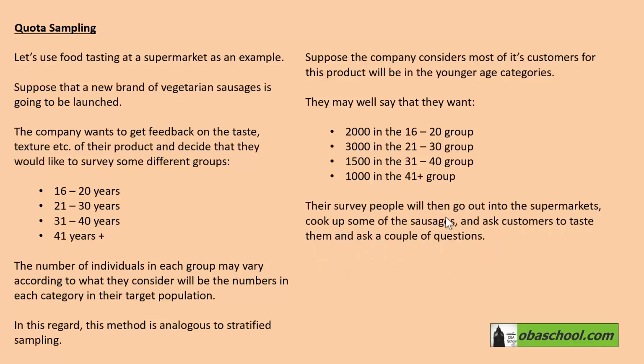Their survey people will then go out into the supermarkets, cook up some of the sausages, and ask customers to taste them and ask a couple of questions. They continue this process until they have the right number of people in each category.